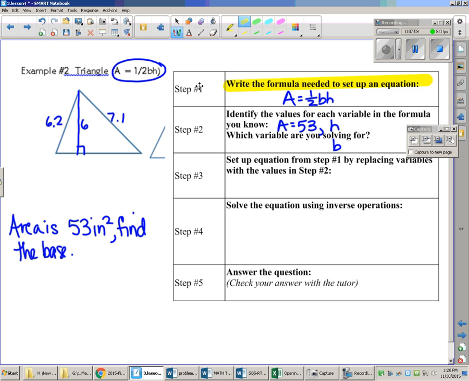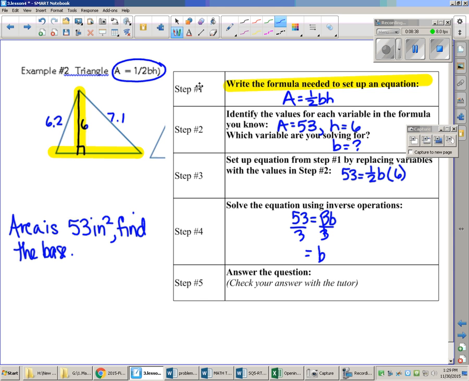Remember, base and height need to be perpendicular. There's my height, there's my base. So my height is 6, and my base I don't know. Next thing is to take my equation from step 1 and stick the values in from step 2. So my A is 53. I have my 1/2, I have my B, and then my H is 6. I could simplify this even further by taking 1/2 of 6, which is 3, and make that 3B. Then I would just divide both sides by 3, and B would be 17.6 repeating. So the answer to the question, my base is 17.6 inches.